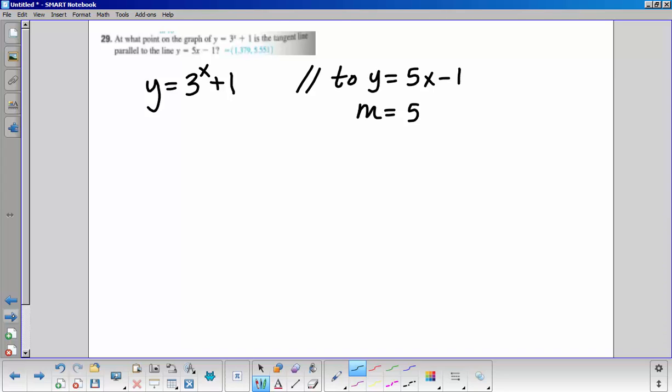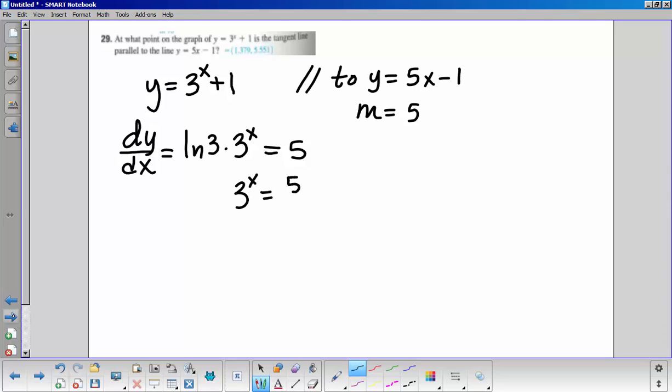Is there another way to find the slope? Derivative. So dy/dx here is equal to, this is a to the f of x, which is the natural log of its base times a to the f of x times the derivative of the exponent, which happens to be 1. And so I'm going to set that equal to 5. And so I'm going to say this is 3 to the x equals 5 divided by the natural log of 3. Now how do I solve for x?